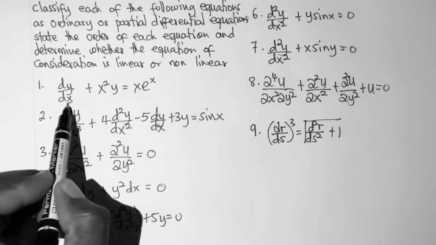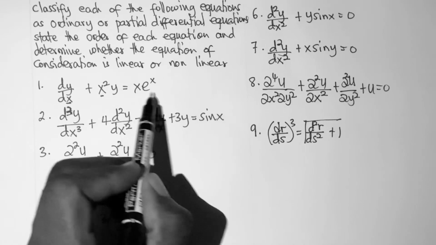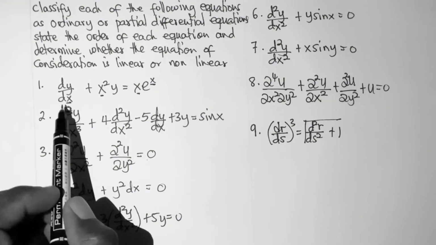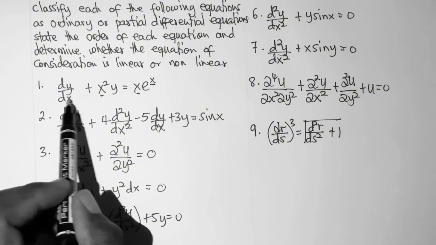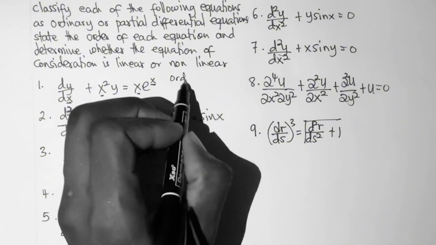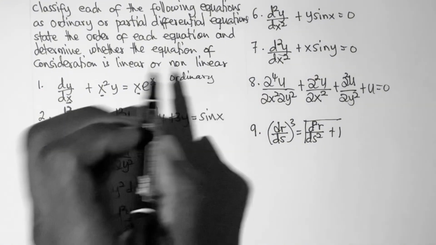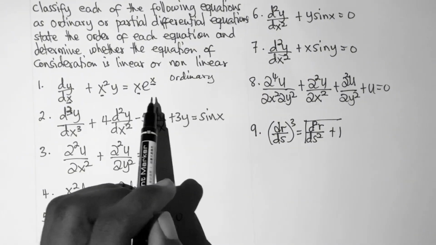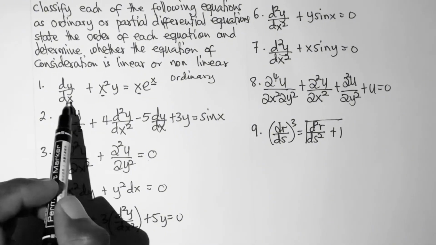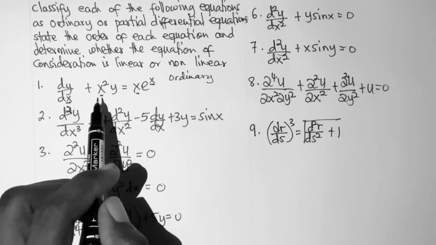If you check here, the independent variable is x only, and because the independent variable is only one, this is an ordinary differential equation. So the first thing is that this one is ordinary. And then the second part is we are supposed to determine the order of the differential equation. The order of the differential equation is the highest power of the derivative.